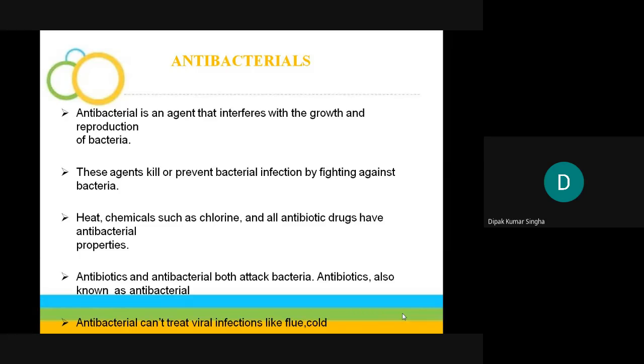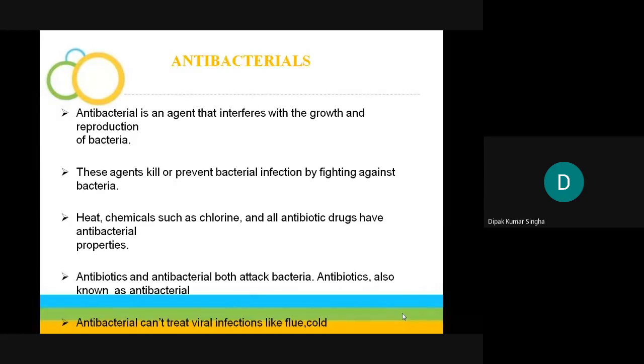Am I clear? Antibacterials cannot treat viral infections like the flu. Antibacterial agents are effective against bacteria, not against fungus or virus. That's why it is called antibacterial. But antimicrobial means effective against any sort of microorganism. So there is a basic difference between the antibacterial agent, bacteriostatic agent, bactericidal agent, antimicrobial agent and antibiotics.